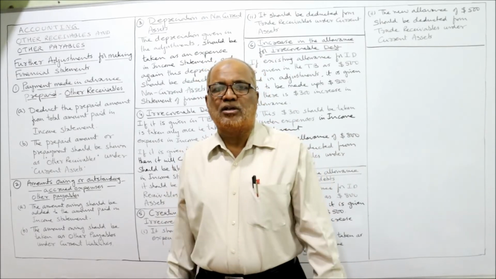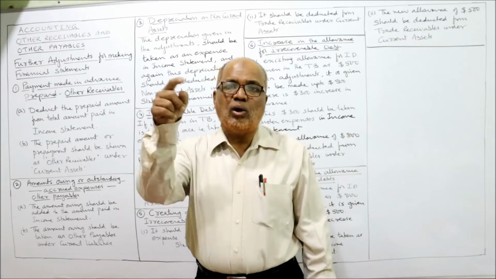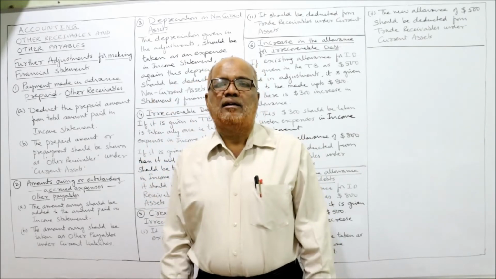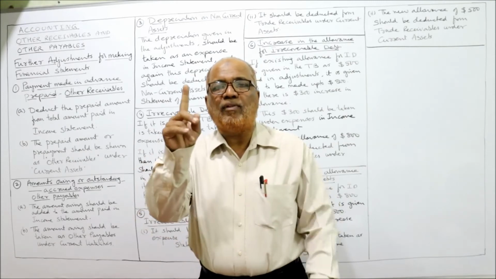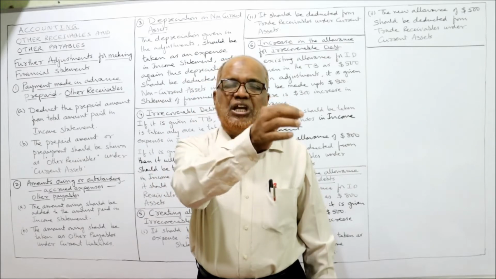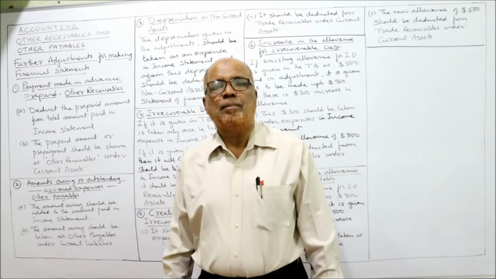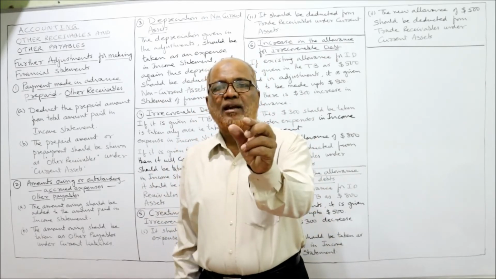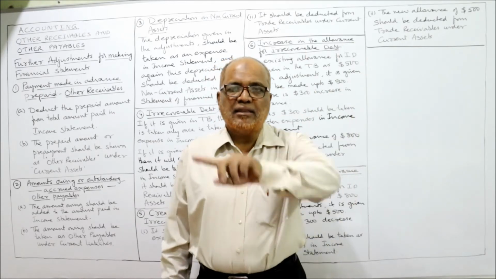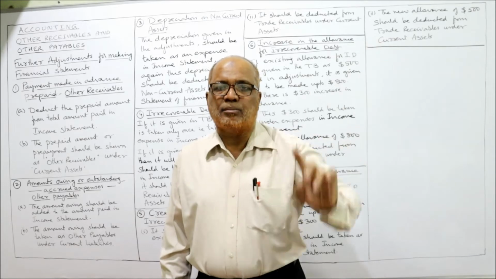So what is the adjustment? This 20,000 still owing, that will be added to 1 lakh. The total salary will be 1,20,000. This 1,20,000 should be taken in income statement. Simple words. The owing salary 20,000 will be added to salary paid. And the total amount should be taken in income statement.